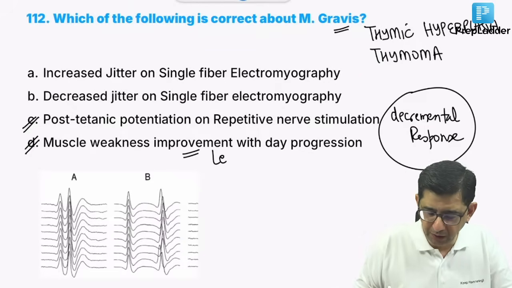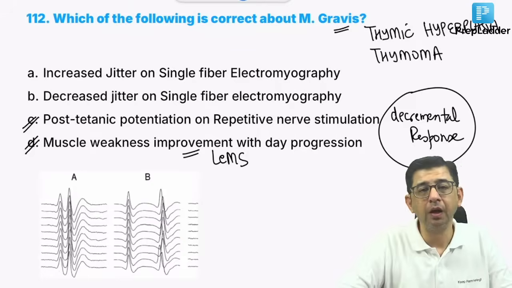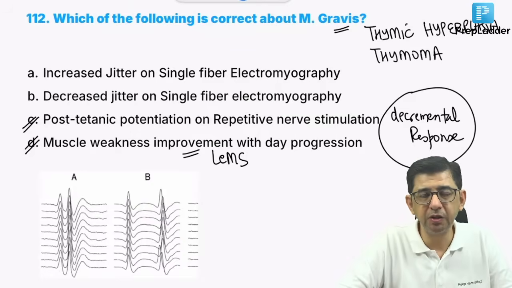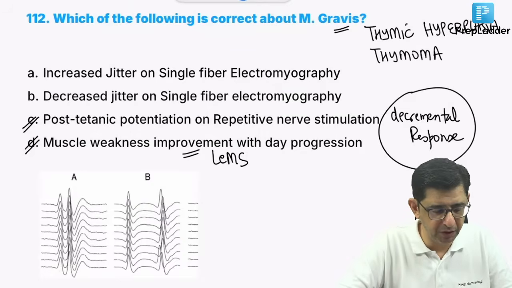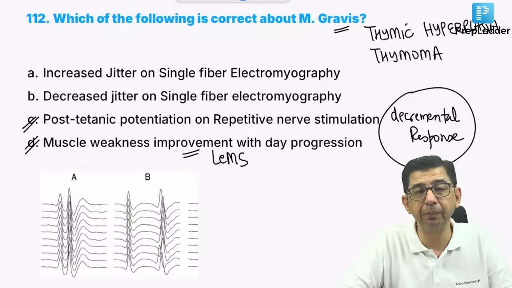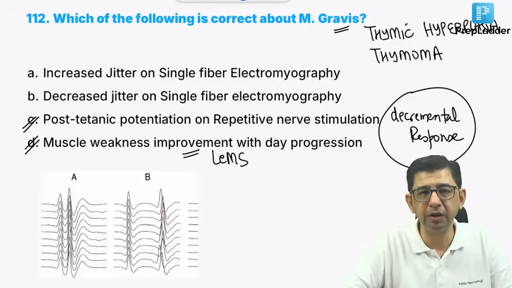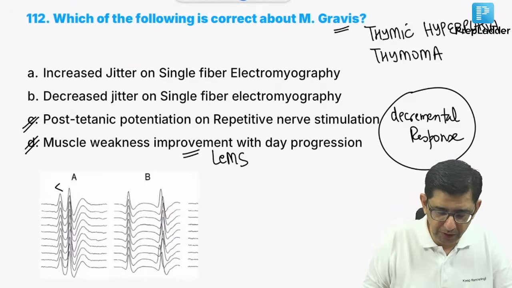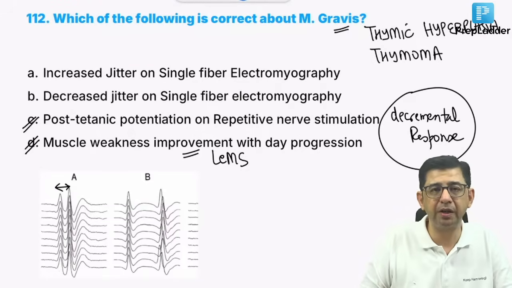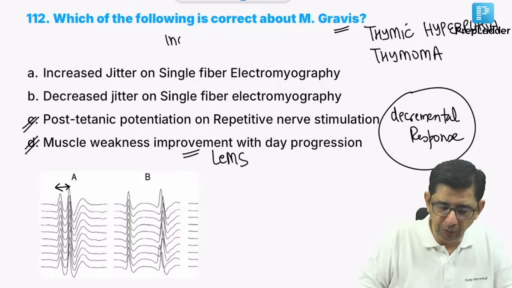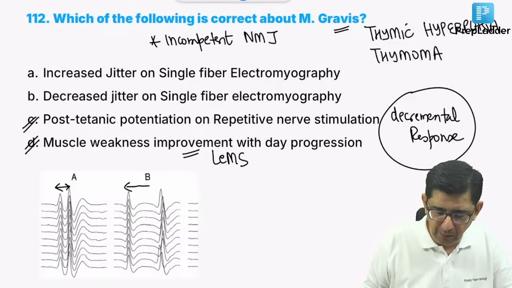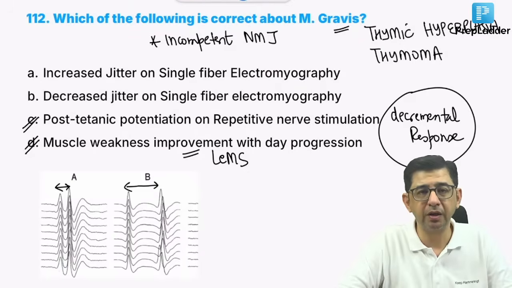That improvement is seen with Lambert-Eaton syndrome. Muscle weakness improving with day progression is a feature of Lambert-Eaton syndrome. So I'm left between options A and B in this question. The meaning of the word jitter is the time gap between two stimulations. In myasthenia gravis there is an incompetent neuromuscular junction. Because of this, there will be slow conduction, and therefore the gap between the two impulses will increase. So the correct answer is option A, increased jitter on single fiber electromyography.